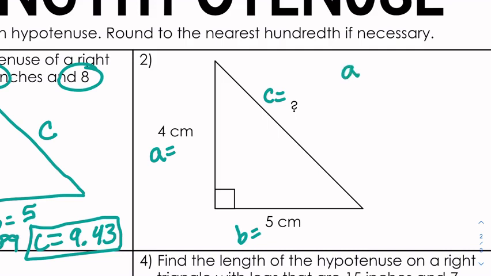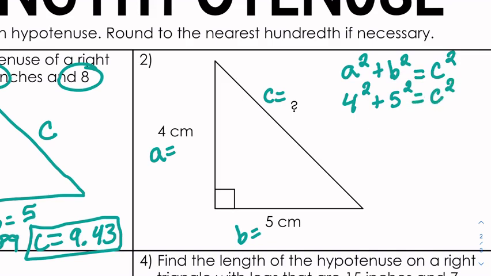All right, we're going to copy down our Pythagorean theorem rule. A squared plus B squared equals C squared. Then we're going to fill in what we know, okay? We know what A is. We decided A is 4. So I'm going to write 4 squared. Next, we know what B is. B is 5. So I'm going to write 5 squared. And we're just going to copy down our C squared because we don't know what the value of C is yet. That's what we're trying to find.